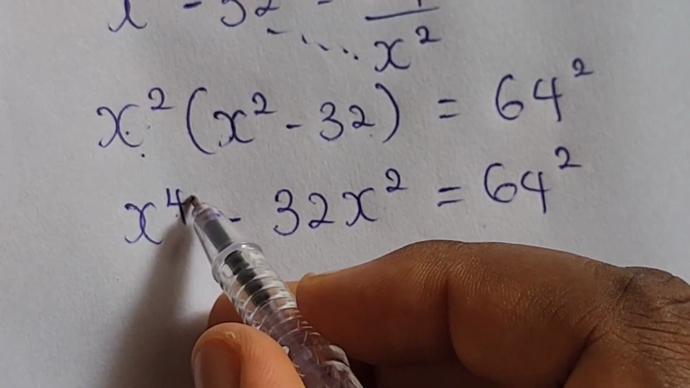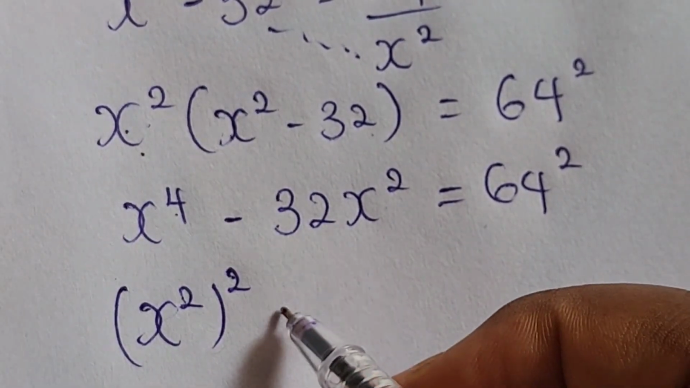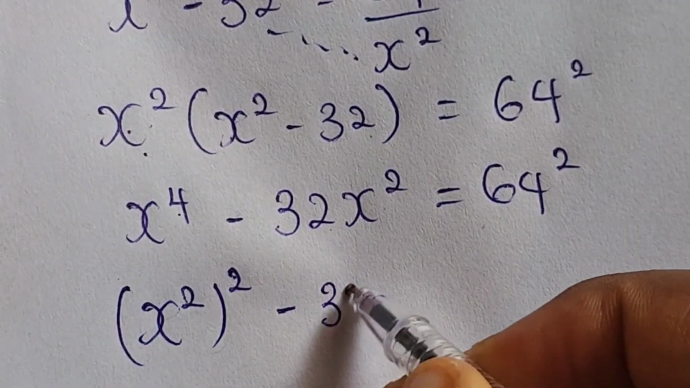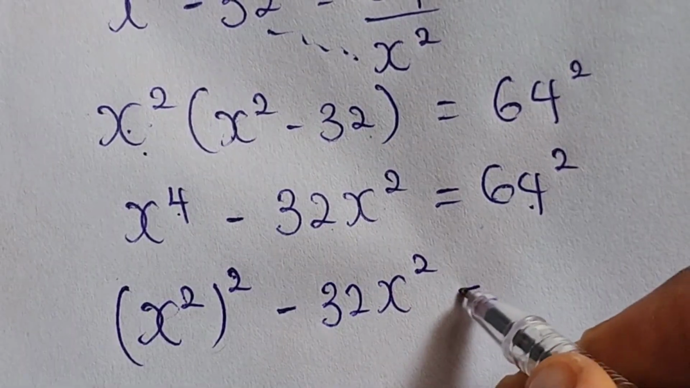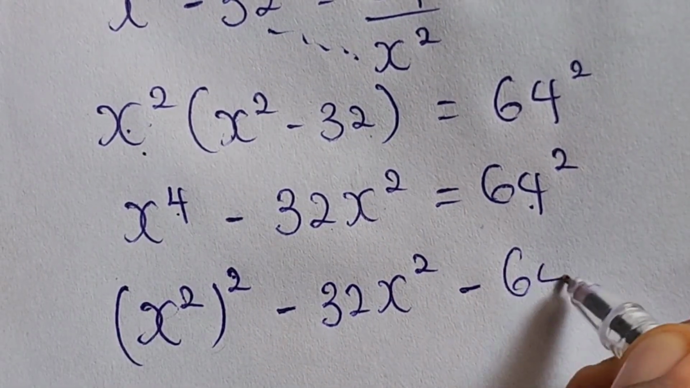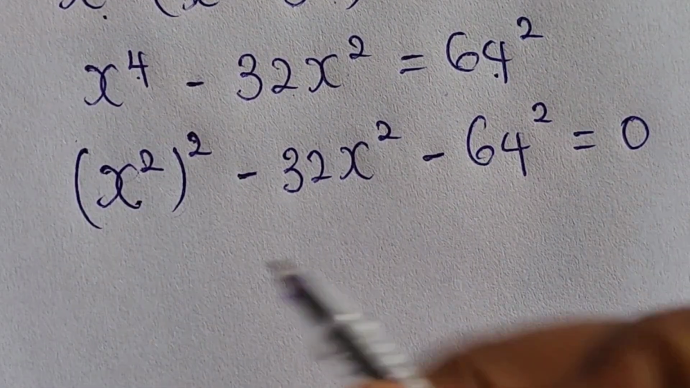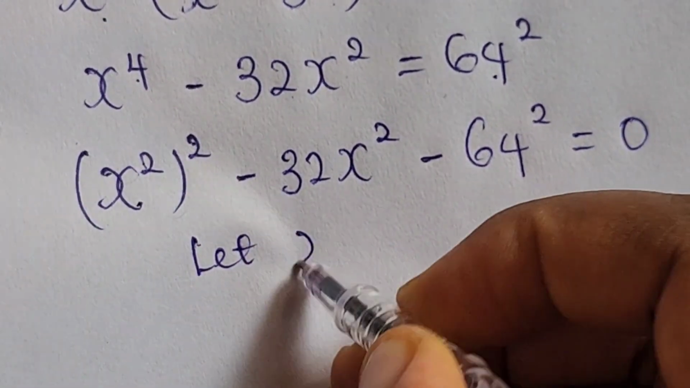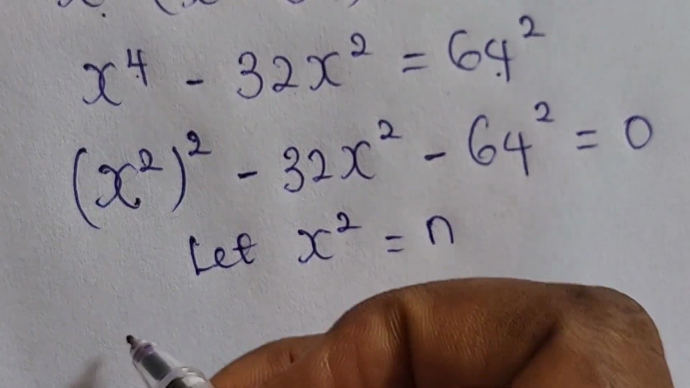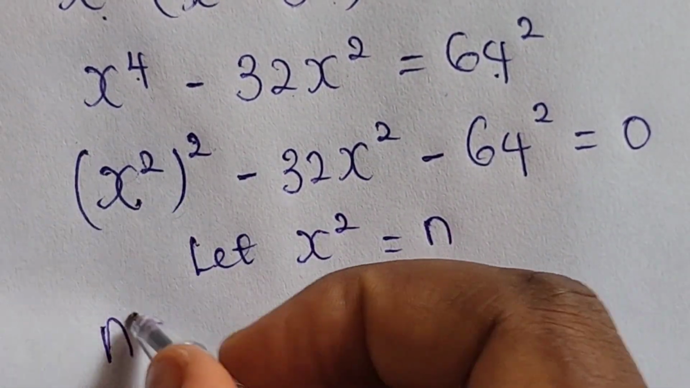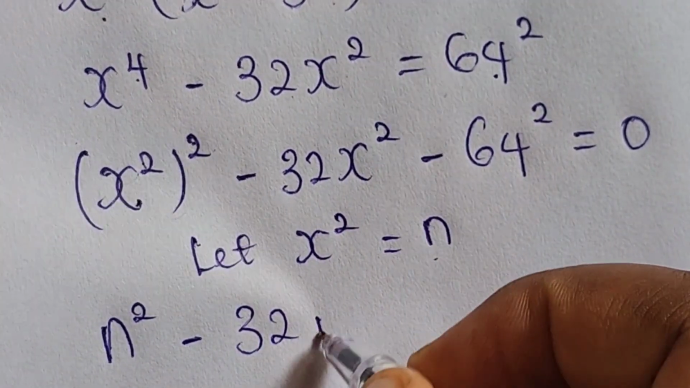So our x to the power of 4 is the same as x squared further raised to the power of 2, minus 32x squared. Our 64 to the power of 2, we can move it over to here to become negative 64 squared, and is equal to 0. From here we have x squared here. Let our x squared be equal to n. So we have n to the power of 2 minus 32n.